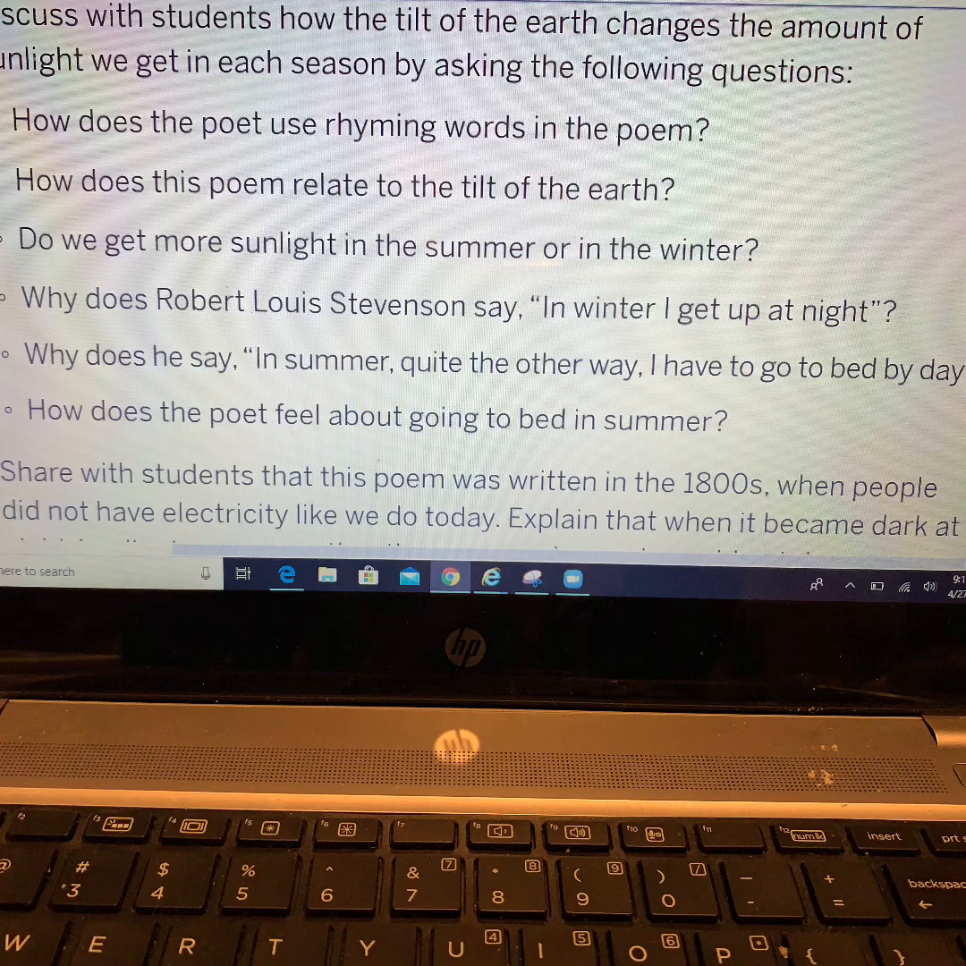So go ahead and number your paper 1, 2, 3, 4, 5, 6, and then go ahead and answer those questions as best you can. Refer back to the poem in the last slide so that you can look at the poem as you answer the questions.